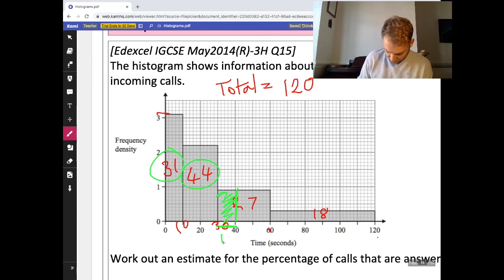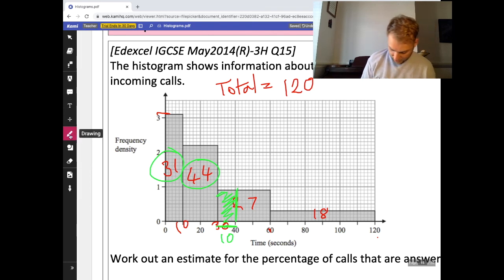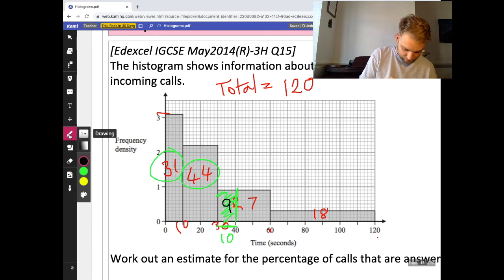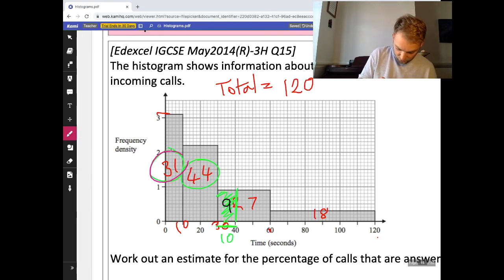So to do this, I do the width of this, which is going to be between 30 and 40, which is 10. 10 times by 0.9 again. The area of this one here is equal to 0.9 times by 10, which is 9 there. So for every one which is less than 40, it's going to be the 31, the 44, and the 9.